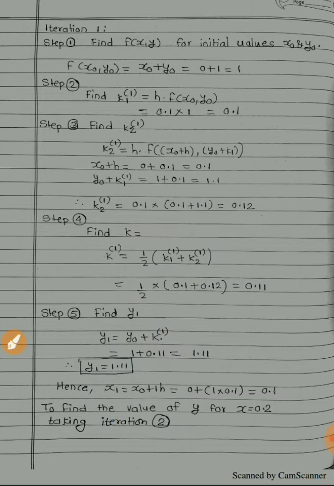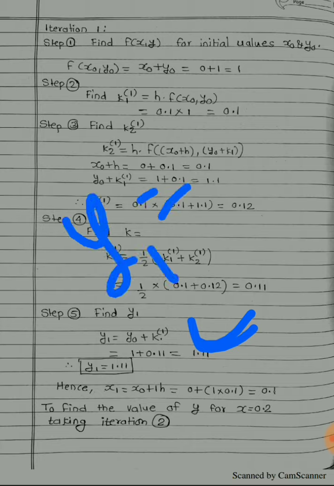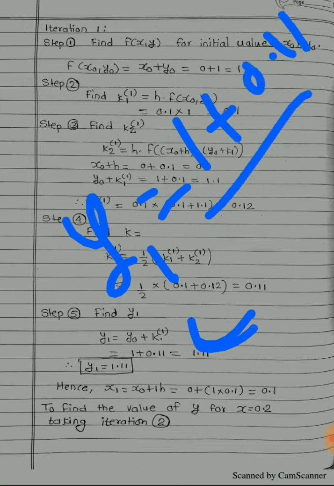Then once we get the value of k, the next work is to calculate y1, that is the new value of y. So y1 is equal to y0 plus k, that is the value of k in iteration 1. So y1 is equal to y0, which is 1, plus k raised to 1, which is 0.11, so it becomes 1.11.